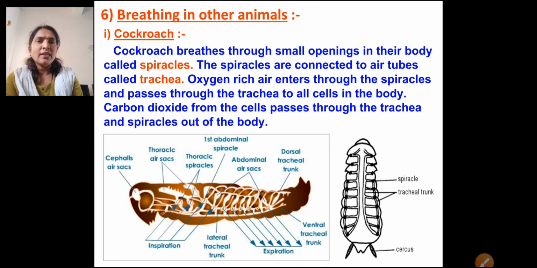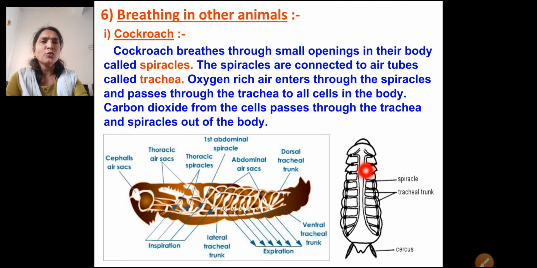So this diagram is not available in our book, but you just have to learn the information on how the cockroach breathes. Now cockroach breathes through small openings in their body which are called spiracles. You can see here, this is the spiracle, and here it is also shown, this is the spiracle. So with the help of spiracle means what? It is a small opening on the body of the cockroach. So it is through the spiracle that the cockroach starts breathing, and these spiracles are connected to the air tubes.